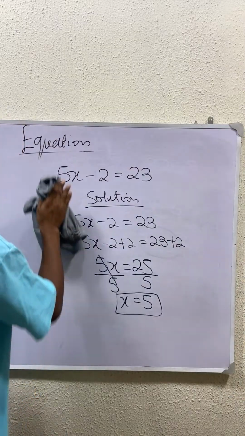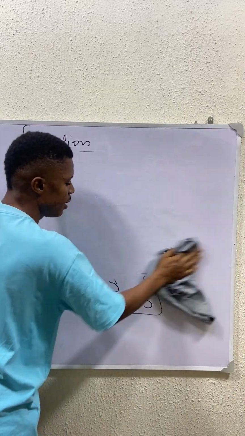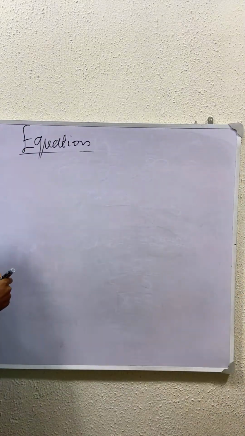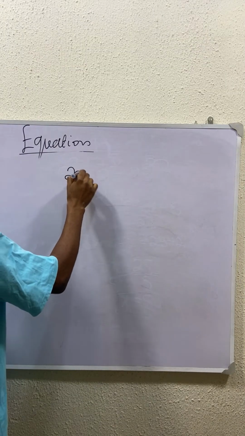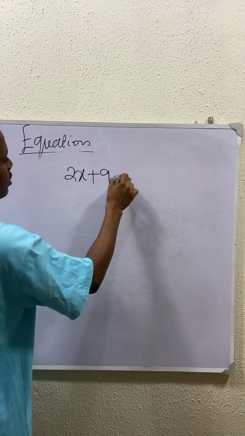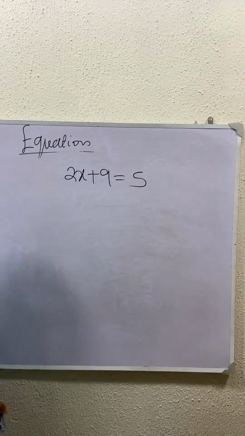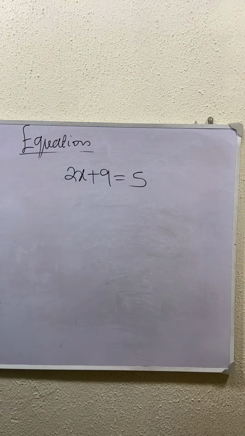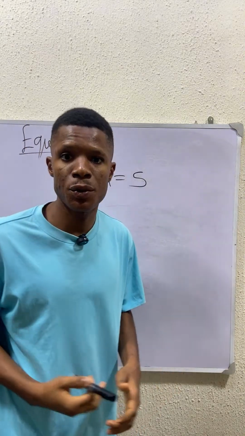X is just 5. So we are learning about simple equations. Let's look at 2x plus 9 is equal to 5. We are trying to get the value of x that can satisfy this problem.